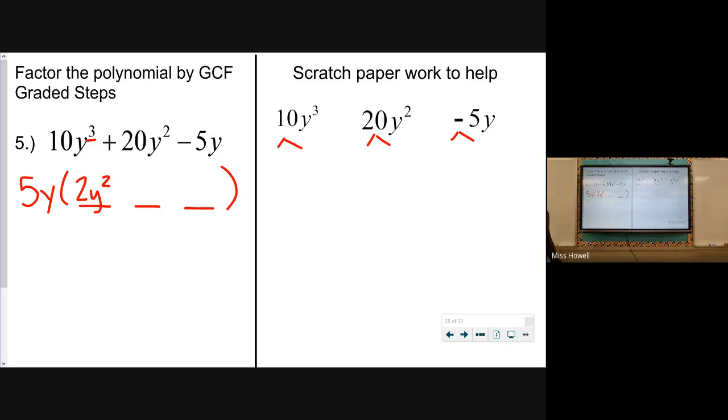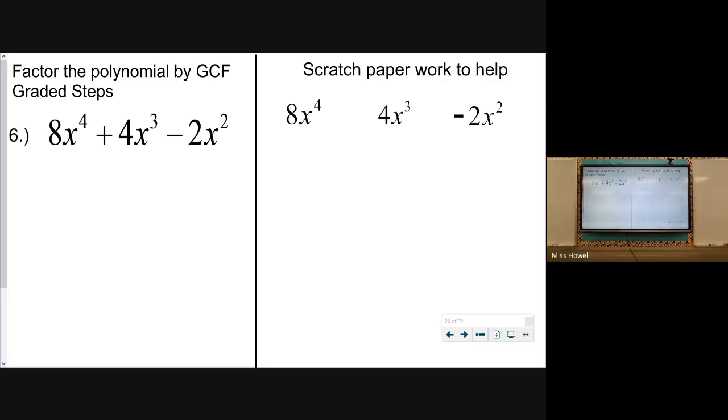Go to your 20y squared and do the same process. 20 divided by 5 is a positive 4. And then y squared divided by a y would eliminate one of the 2 y's, and we'd still have 1 left over in here. Negative 5 divided by 5 is a negative 1. So I could put the negative sign, or I could actually put a negative 1 there. And then a y divided by y would cancel, so it would look like so: 5y times 2y squared plus 4y minus 1.